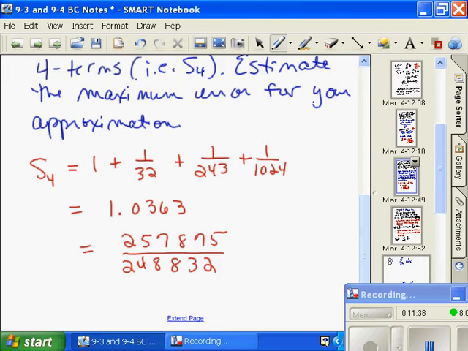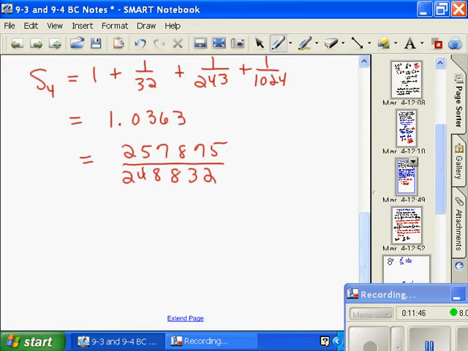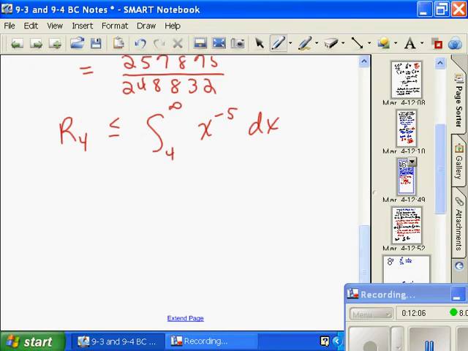Now, the remainder of this, so I'm talking about the maximum error of my approximation. My remainder of my first four terms is bounded, meaning it has to be less than or equal to the integral from 4 to infinity of basically x to the negative fifth. So let's find out what that error actually is. Again, it's going to infinity, so I'm going to have to write my limit out front as b goes to infinity, and I would have the integral from 4 to b of x to the negative fifth dx.